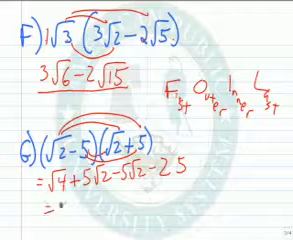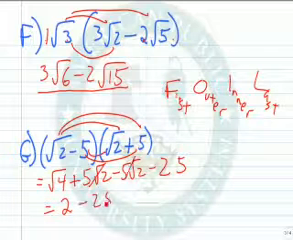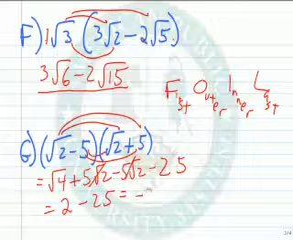The square root of 4 is the same as 2. These two cancel out, minus 25. So our final answer is negative 23.